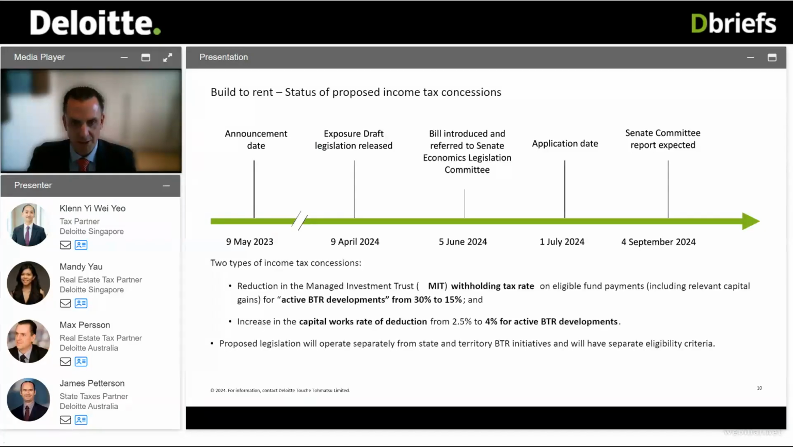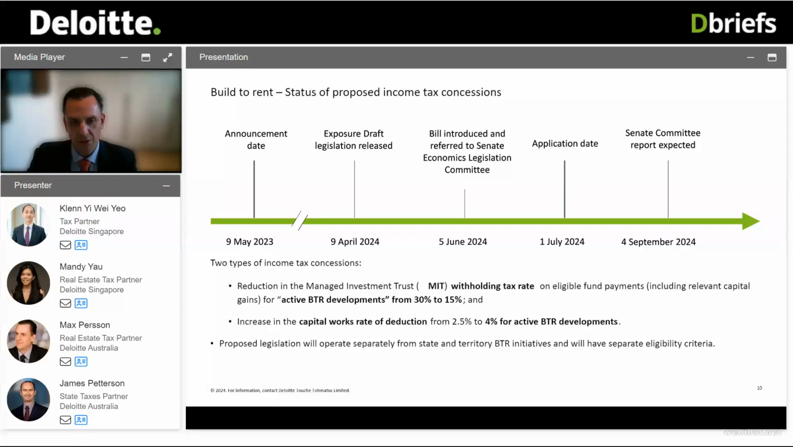The income tax concessions were initially announced by the government on the 9th of May last year. There was then quite a lengthy period before any further details were provided in the form of an exposure draft, which came out in April this year, followed by a short period of consultation before a bill was introduced in early June. Shortly thereafter, the bill was referred to a Senate committee for further consultation, and that committee is not due to report until the 4th of September, so next week, Wednesday. However, the application date for the concessions is still proposed as 1 July this year.